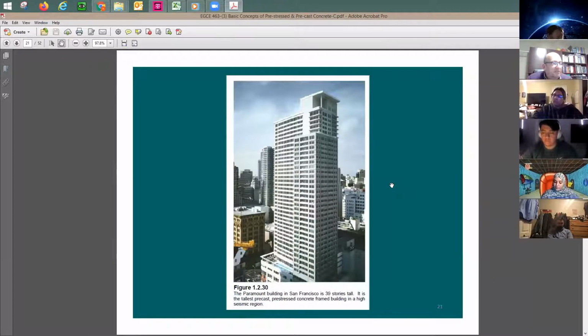This is the tallest reinforced concrete building on the West Coast. And the problem is the seismicity. You are here in a high seismic zone. And this here is 39 stories. Actually, it's 40. I don't know why they call it 39.